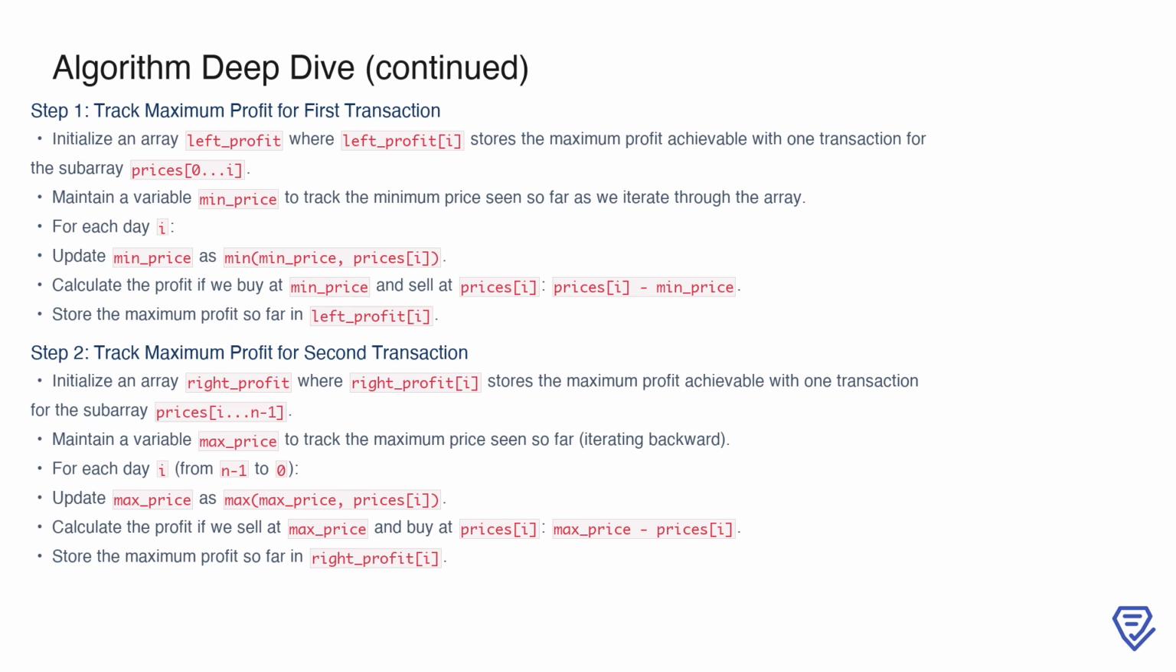For the second transaction, we use a similar approach but work backward through the array. We initialize another array, right_profit, where right_profit[i] represents the maximum profit achievable with 1 transaction in the subarray from day i to the last day. This time, we maintain a variable max_price to track the highest stock price seen so far as we iterate backward. For each day i, we update max_price to the larger of its current value or the price on day i, then calculate the profit by selling at max_price and buying at the current price, max_price - prices[i]. This value is stored in right_profit[i] as the best profit achievable from that day to the end.